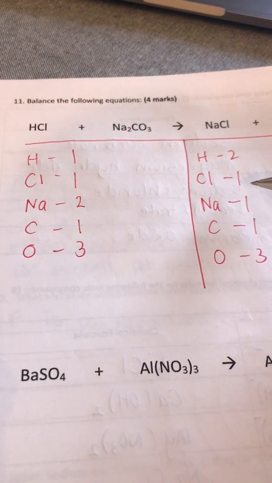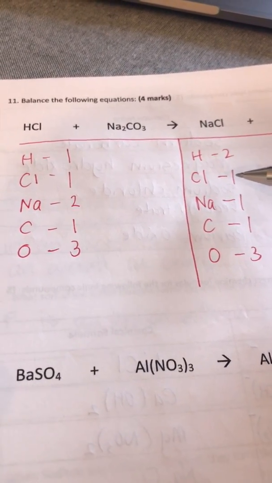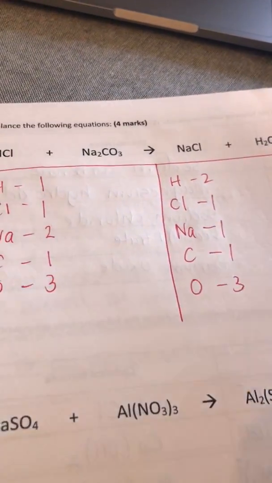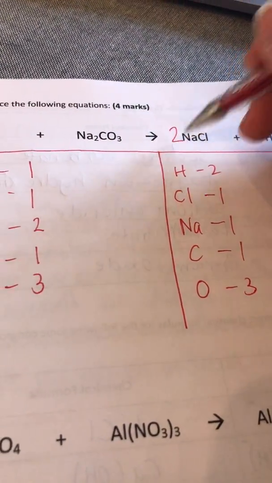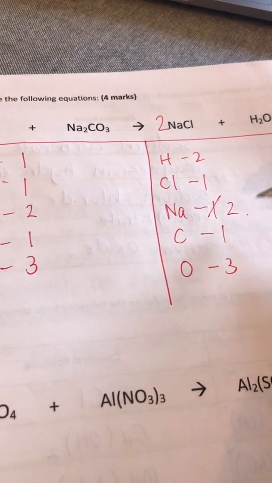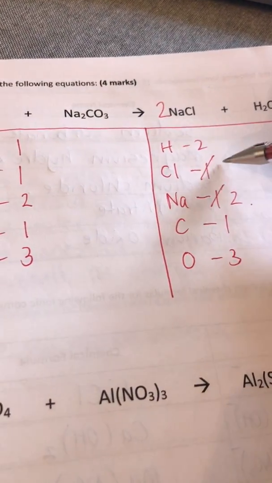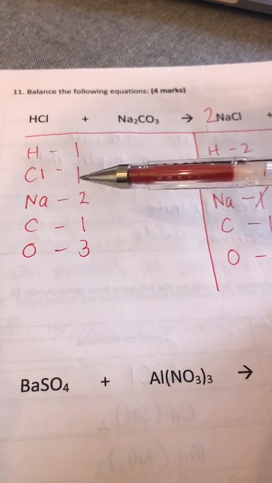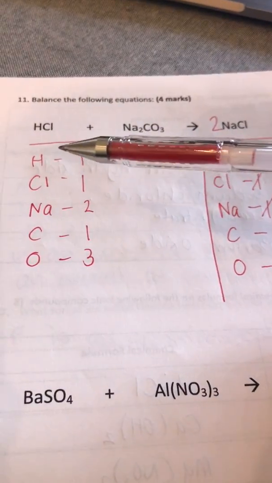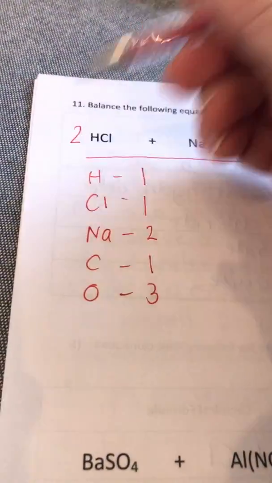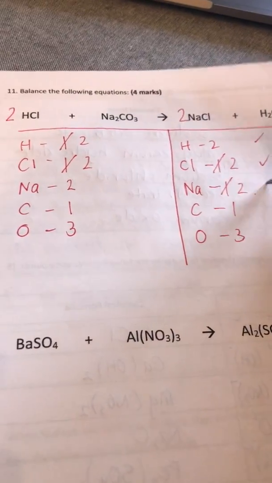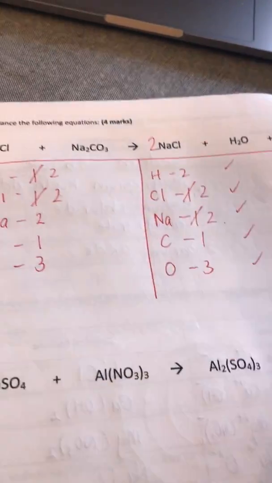So already you should be going, I need two sodiums here. So I'll find my sodium and I'll put a big 2 out the front. That will change my sodium, but it will also change my chlorine. So now I need to fix up my hydrogen and chlorine so that it's 2. I'll just pick hydrogen, find it, big 2. That'll change my hydrogen to 2. It'll also change my chlorine to 2, and balance, balance, balance, balance, balance. And that is balanced.